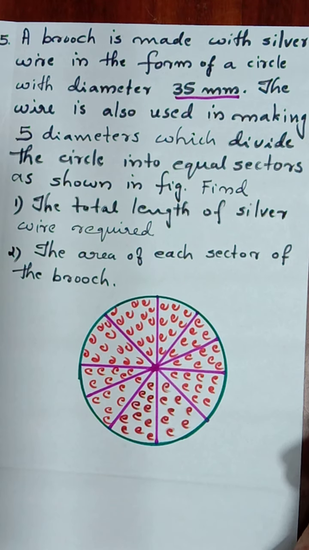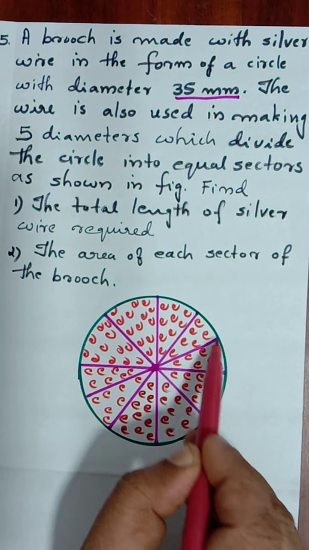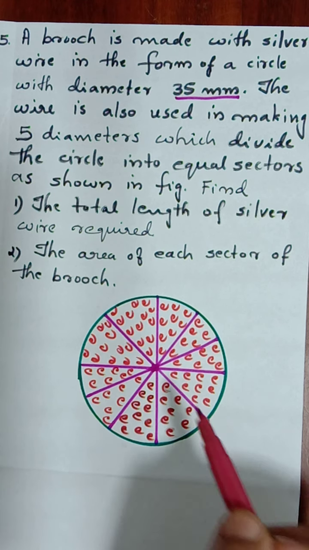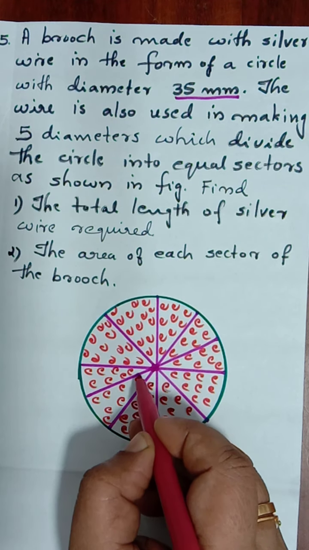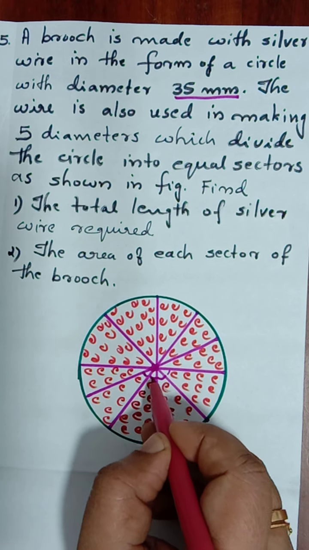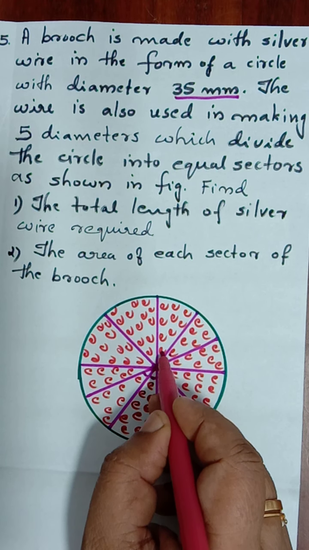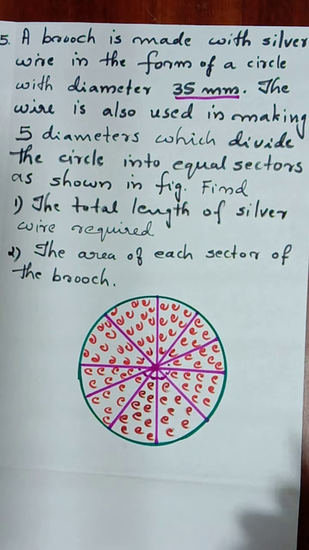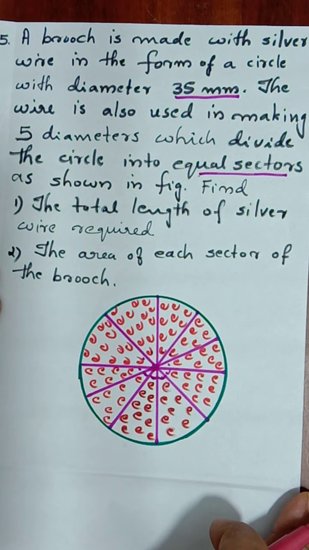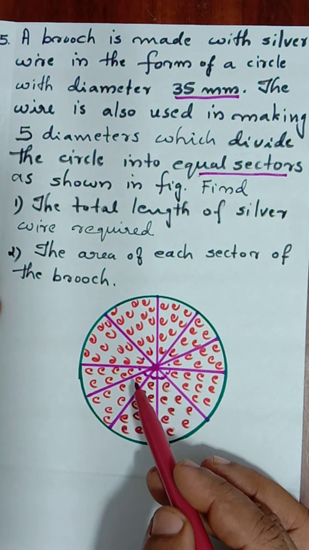Wire is also used in making 5 diameters which divide the circle into equal sectors. First, it is having a circular part and 5 diameters. That is the length of the wire used. And these 5 diameters are dividing the circular part into 10 divisions actually. 1, 2, 3, 4, 5, 6, 7, 8, 9, 10 portions. 10 equal divisions it has. Or we can say equal sectors, 10 equal sectors. Find total length of silver wire required.